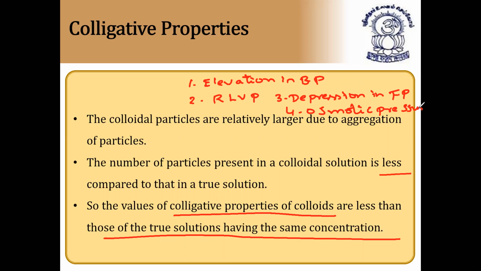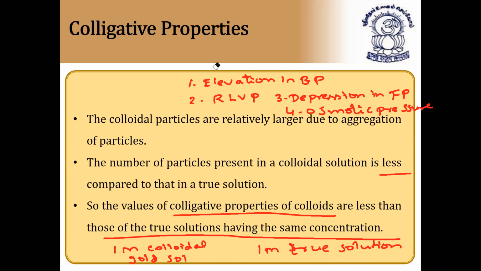So the colligative properties, the main important point is that the colligative properties of colloids are less than those of true solutions having the same concentration. For example, take a one molarity colloidal solution like gold sol and a one molarity true solution like sugar solution. The colligative properties are compared for the same concentration.